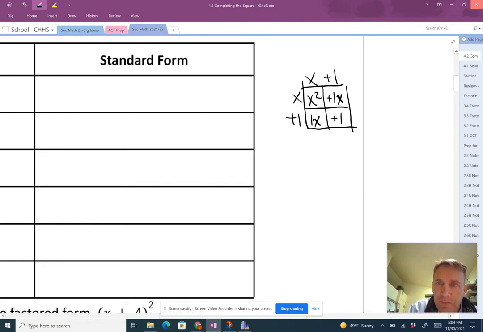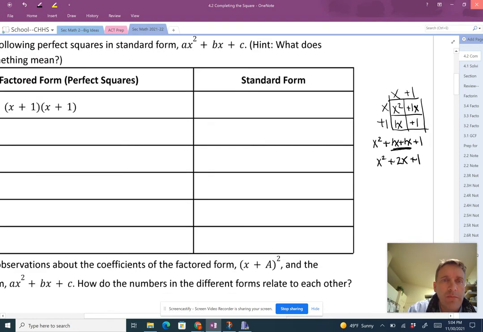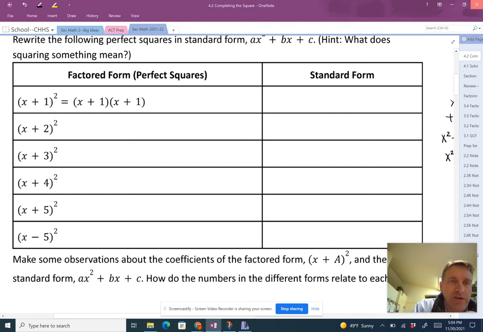And then we bring all of those individual parts, the four products, out, and we add them together. We get x squared plus 1x plus 1x plus 1. And these two in the middle are like terms. And so we get x squared plus 2x plus 1. And so the standard form trinomial that we get when we multiply x plus 1 times x plus 1 would be x squared plus 2x plus 1. And we're going to do that with each one of these.